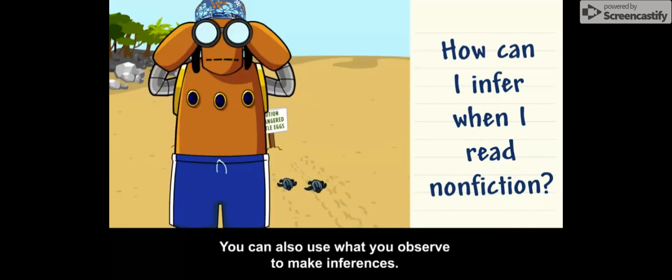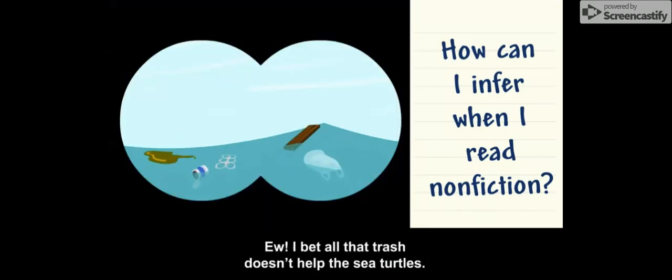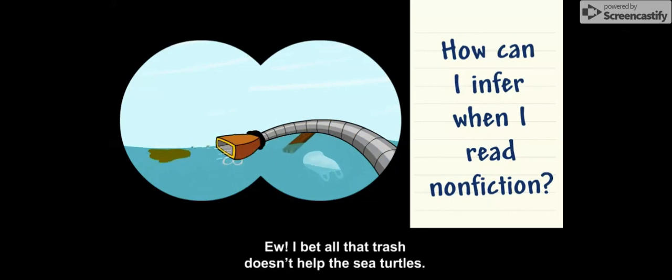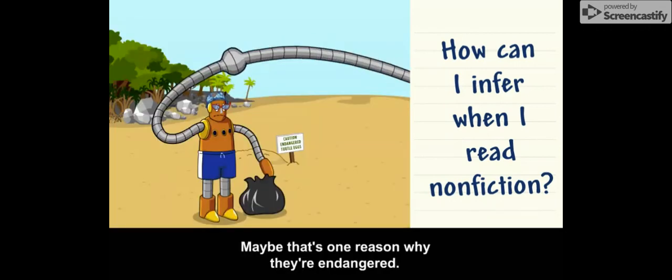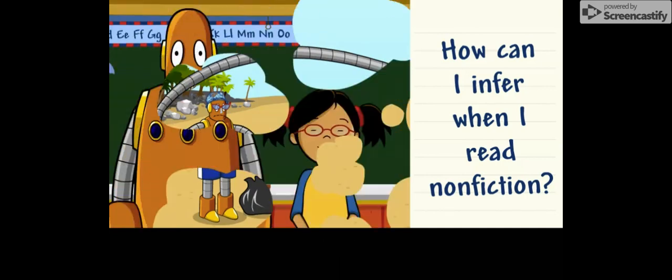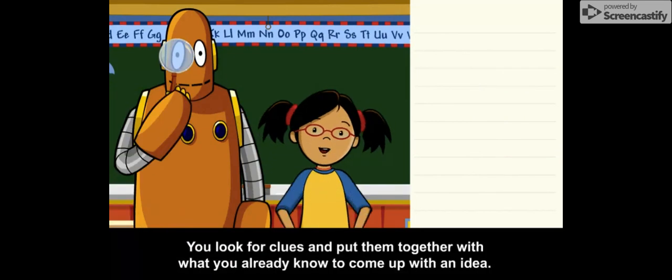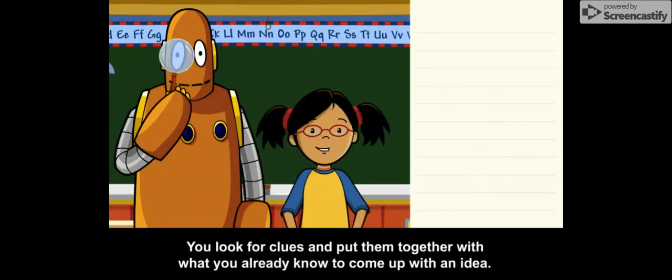You can also use what you observe to make inferences. Ew, I bet all that trash doesn't help the sea turtles. Maybe that's one reason why they're endangered. I guess making inferences is like being a detective. You look for clues and put them together with what you already know to come up with an idea.